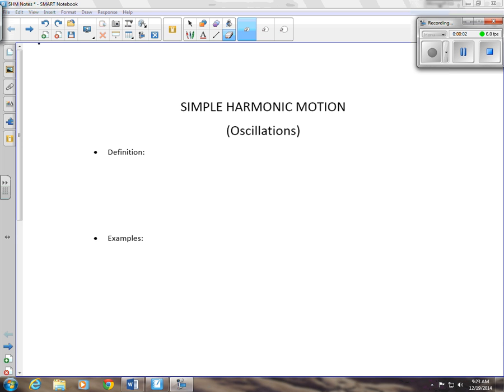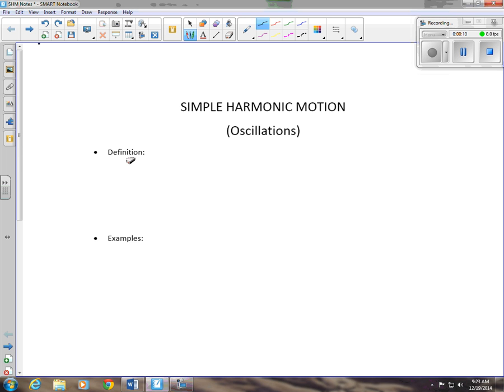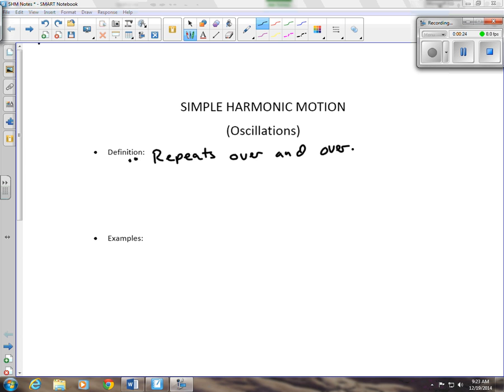We're going to start a very short unit on simple harmonic motion, or oscillation. Our definition of oscillation, or simple harmonic motion, is that it repeats over and over. Now, there are motions that repeat that are not specifically simple harmonic motion. It has to have a couple other things be true for it.